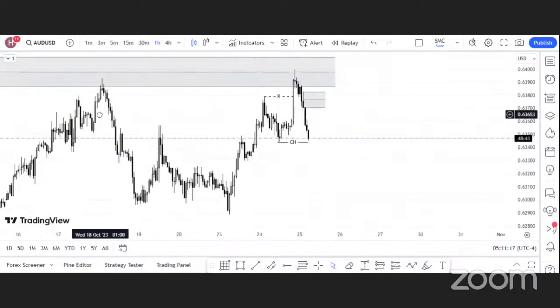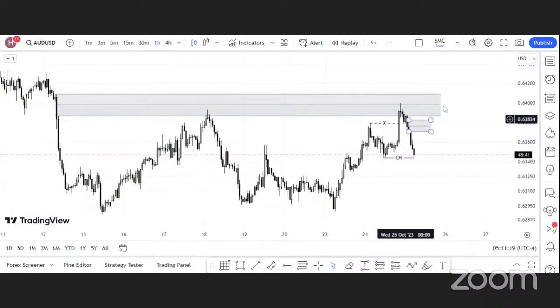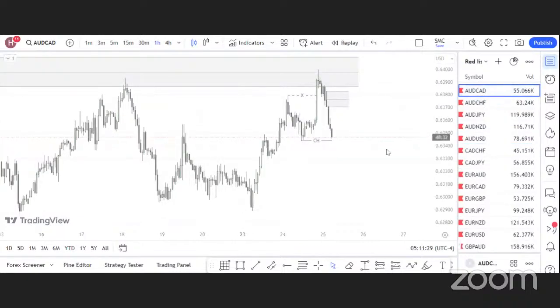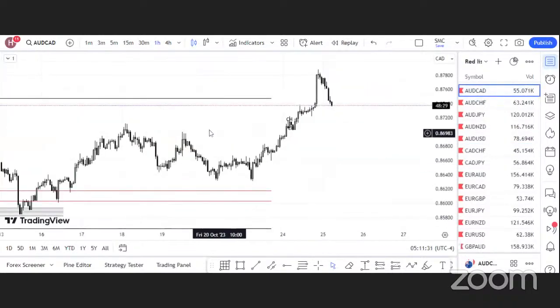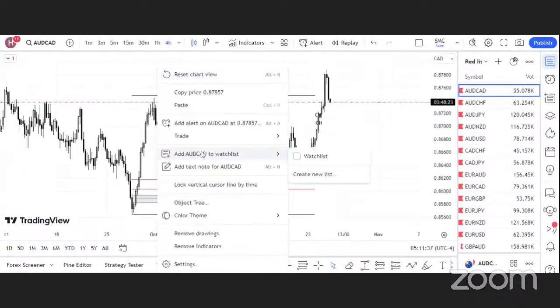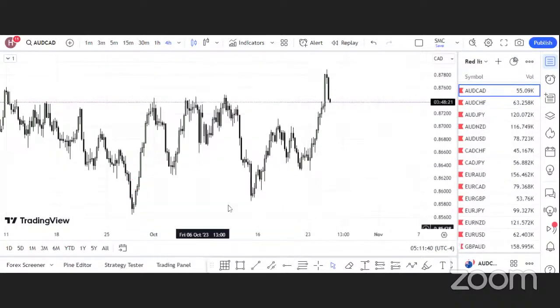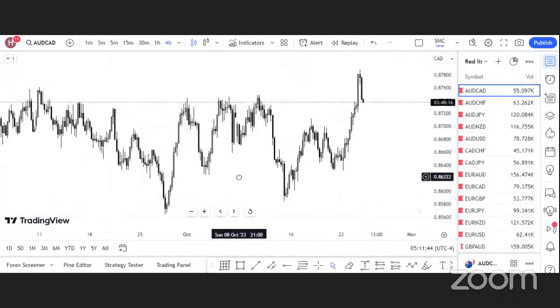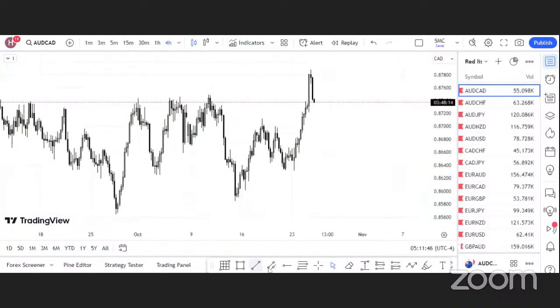All right. So let's look for more opportunity. Let's analyze AUDCAD. Let's delete this chart and make fresh analysis.